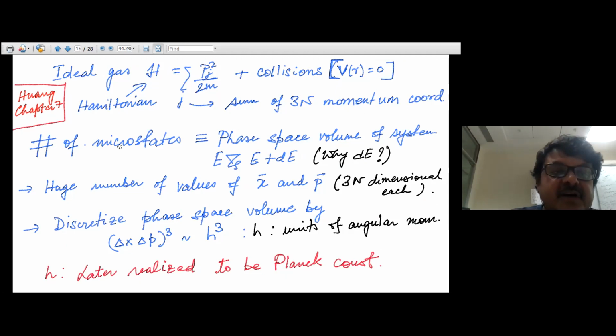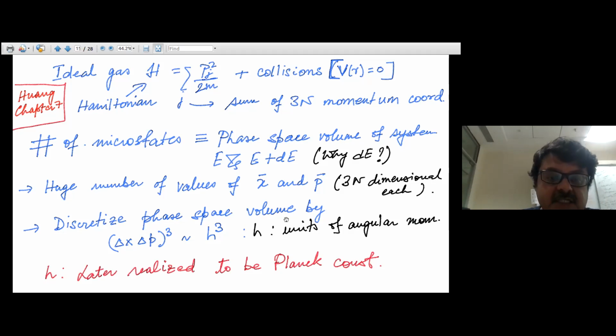And the question we are asking is, what is the total number of microstates? Asking that is also equivalent to asking what is the phase space volume of the system. And why is that the same? What we have done is discretize the phase space volume.